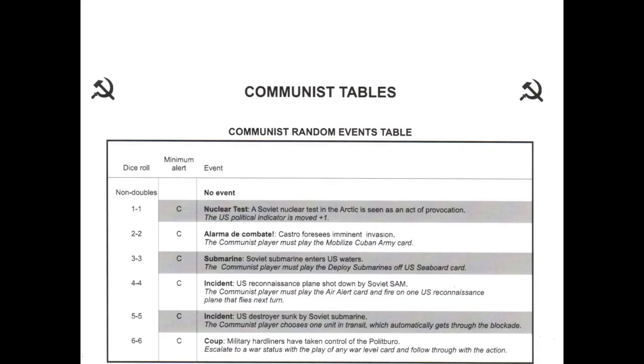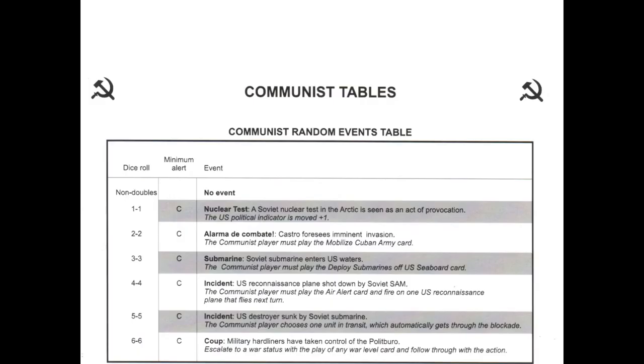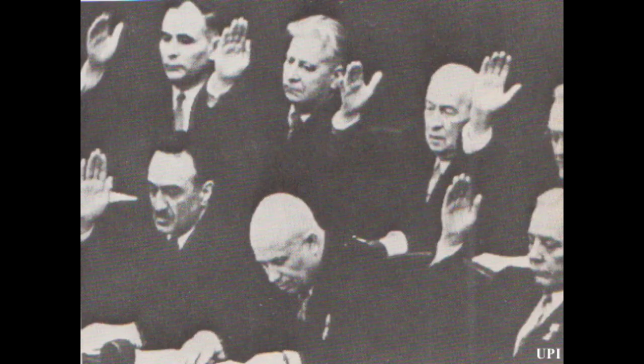So here's the communist random events table. It's basically symmetrical to the American table. It also includes incidents and hardliner influences in the Soviet Politburo. One of the incidents is a submarine incident in which one enters U.S. waters, and it forces the Soviets to play a card in which submarines are advanced to the U.S. littoral. Here are members of the Soviet Politburo voting. Actually, it looks more like the Presidium.